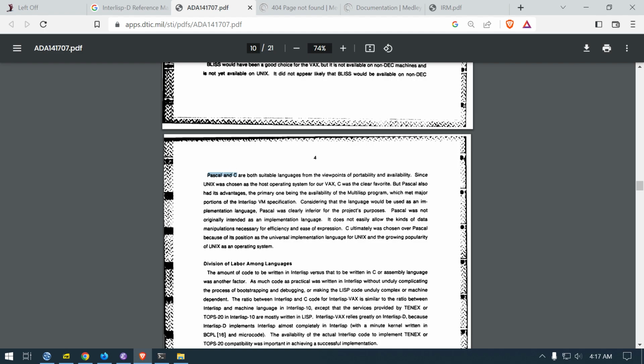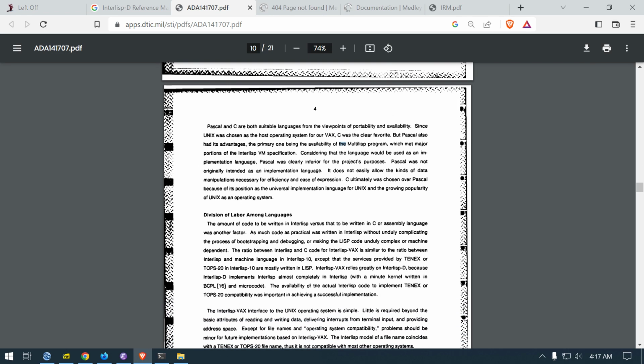And then Unix was chosen. Well, Unix was running on the VAX. So at that point, when they chose to use the VAX system instead of those other ones, C was the clear favorite. And it talks about some of the advantages of Pascal. And then I guess maybe Multilisp might have been running with Pascal or something, it looks like. And so they would have had everything in the Multilisp program or whatever if they had chosen Pascal, but ultimately they go with C.